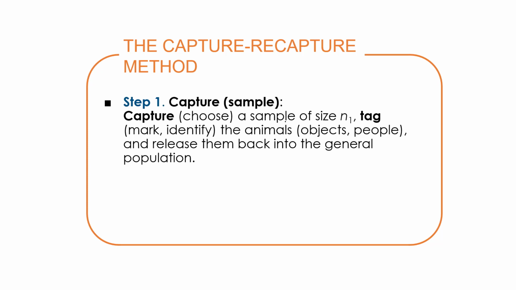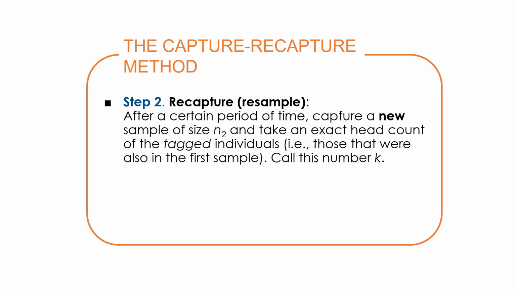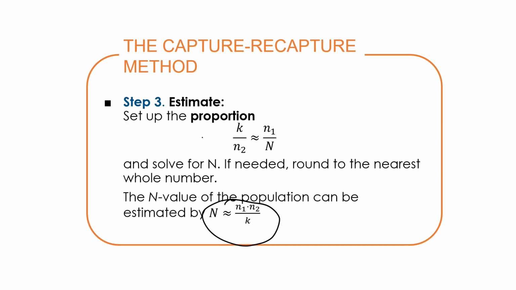Okay, so again, where did n1 come from? Capture and choose a sample size of n1. So n1 was the original number of animals or objects that were tagged. After a certain period of time, capture a new sample size n2 and take an exact head count of the tagged individuals. Call this number k.